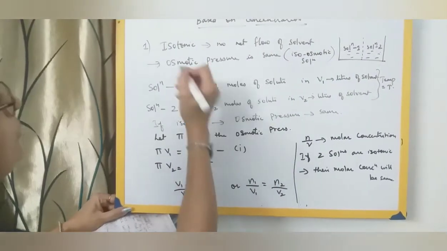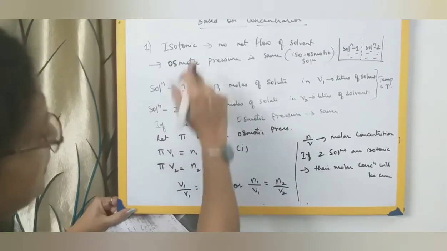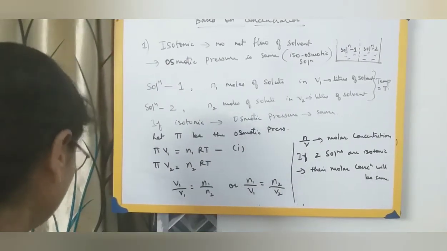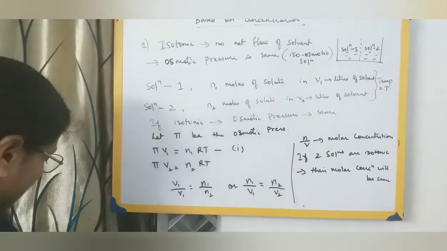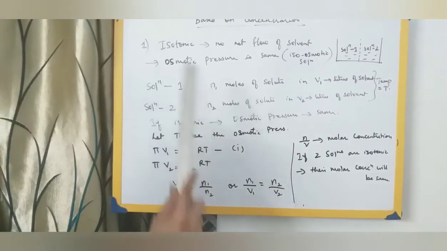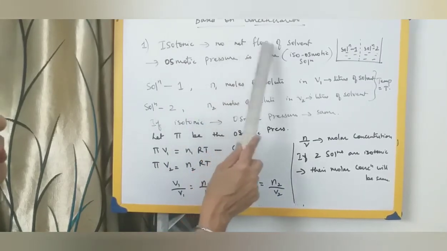I hope this is clear to you, because these alphabets are a bit lighter. I'll just repeat it once again for you. Let me just read it out for you once again. In case of isotonic solution, there will be no net flow of solvent.